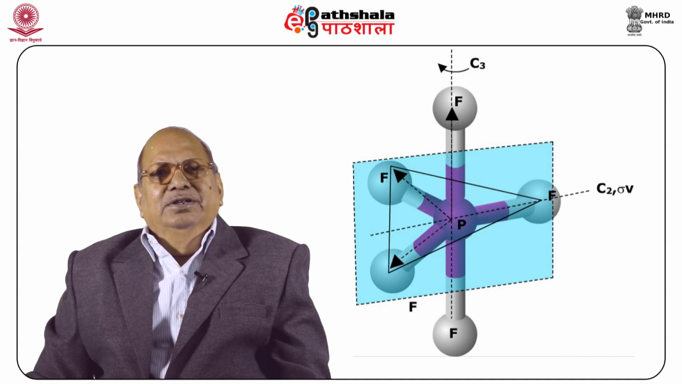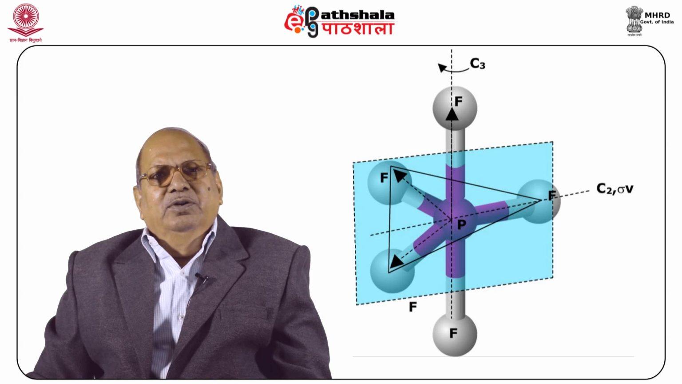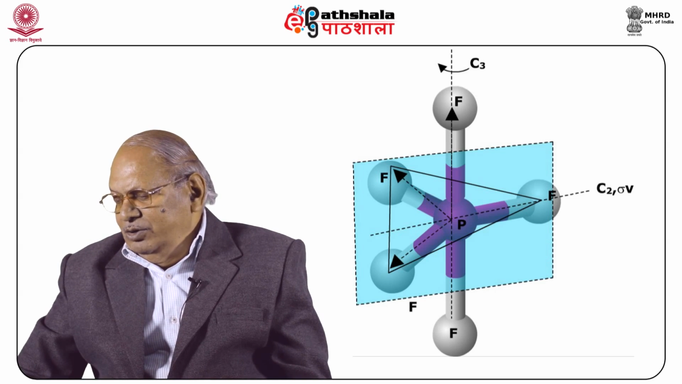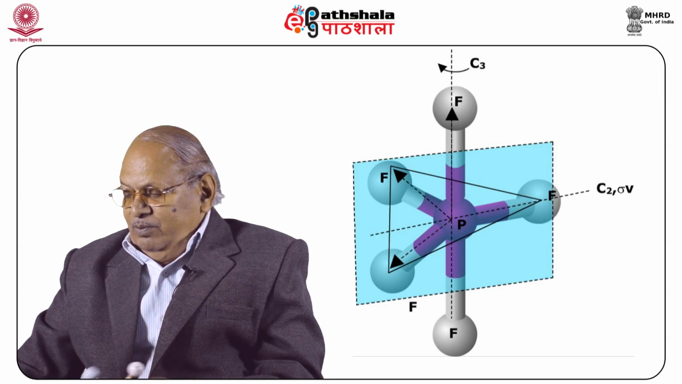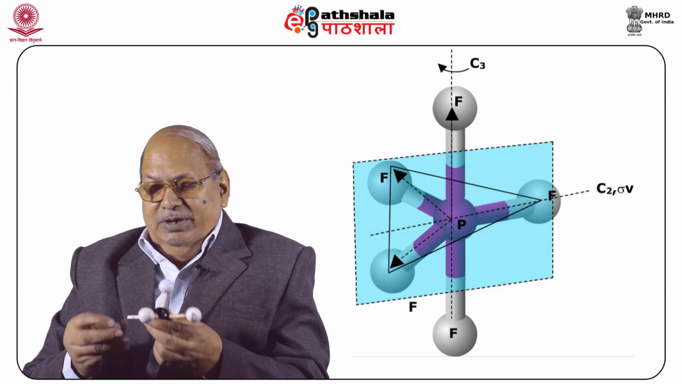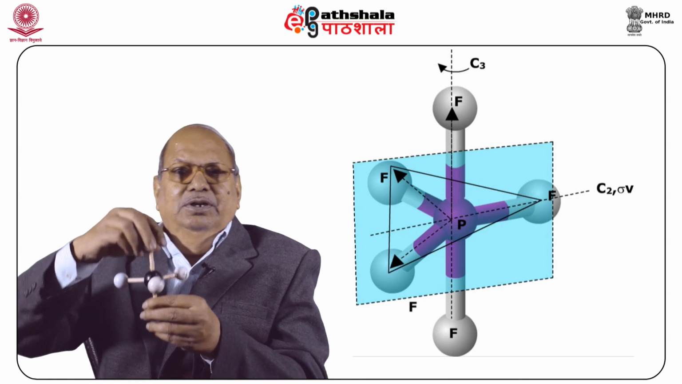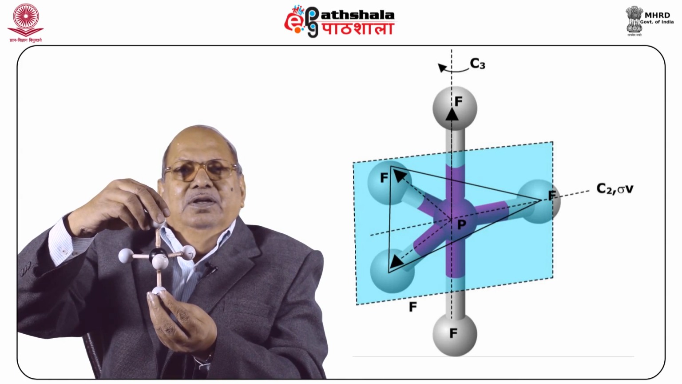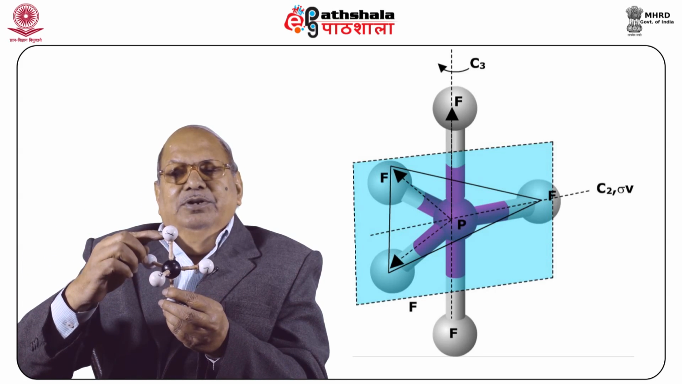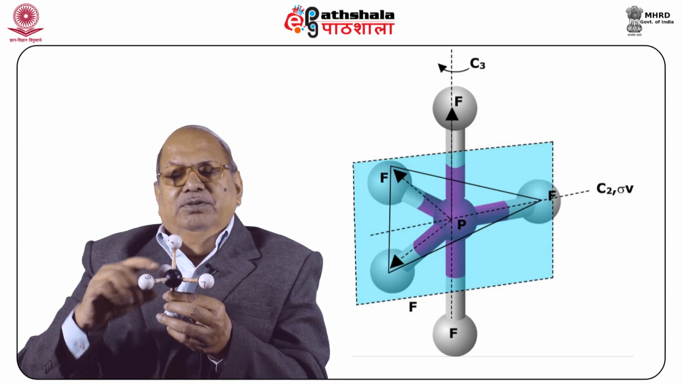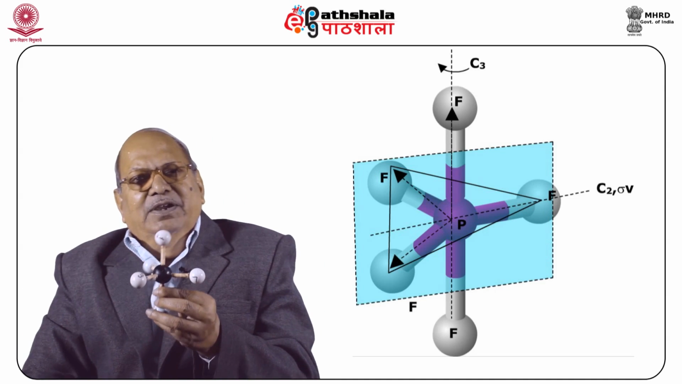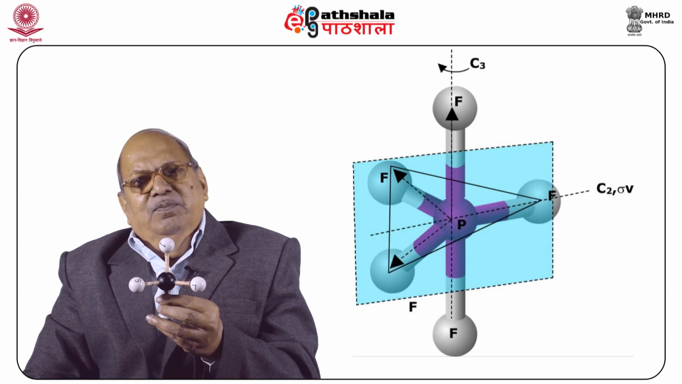Now let us take another, very common example of the D3H point group. If I take the PF5 molecule, there are 5 PF bonds in it. This is my PF5 molecule like this. It has 5 bonds. One bond is this, one bond is this. These are axial bonds, and these are equatorial bonds. So I am having 5 PF bonds.